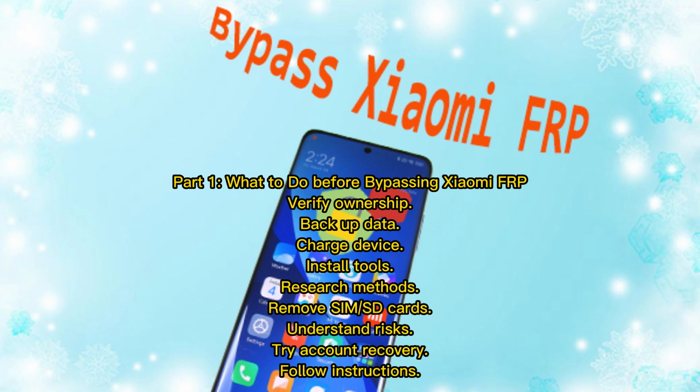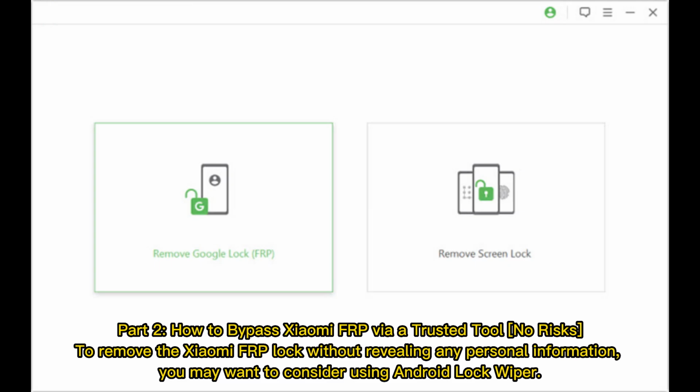Part 1. What to do before bypassing Xiaomi FRP. Verify ownership, backup data, charge device, install tools, research methods, remove SIM or SD cards, understand risks, try account recovery, follow instructions.